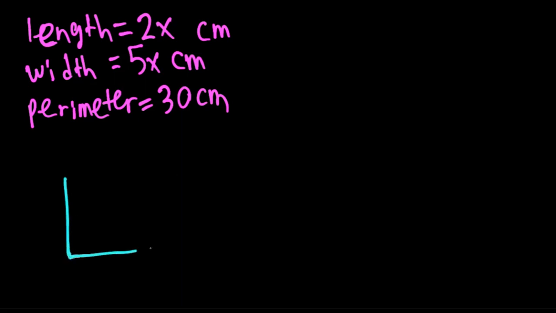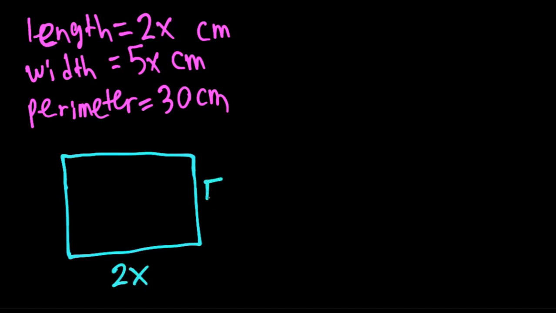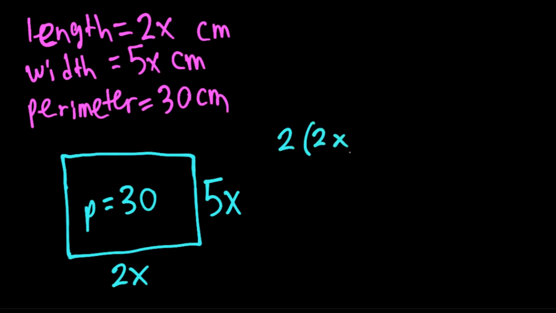Here's the enclosed garden. We know that its length is 2x. A bit disproportionate, but it's alright. And then that its width is 5x. And that its perimeter, so P, is equal to 30. So, okay. We know that the area of a rectangle is its length by its width. And we know that the perimeter is 2 times the length plus 2 times the width. So let's rewrite that. So 2 times 2x plus 2 times 5x is equal to the perimeter, which is 30.